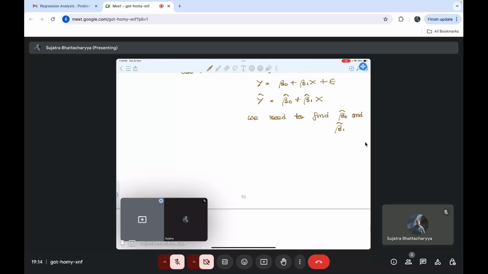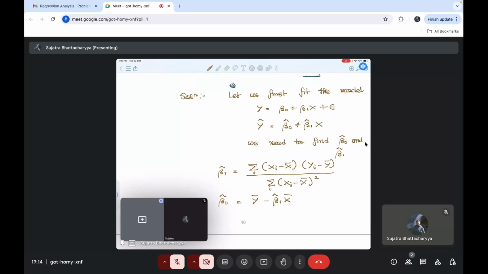For the simple linear regression model, there is a simple formula. Beta 1 hat, the slope, can be calculated as summation of xi minus x bar into yi minus y bar, divided by summation of xi minus x bar square. This is how you find beta 1 hat. And beta naught hat is simple: y bar minus beta 1 hat into x bar. Simple formula, but you need to do some calculations, like xi minus x bar and yi minus y bar.